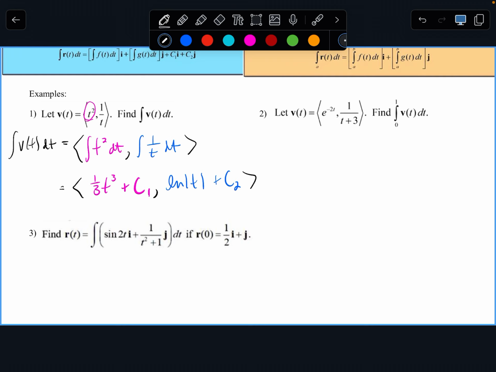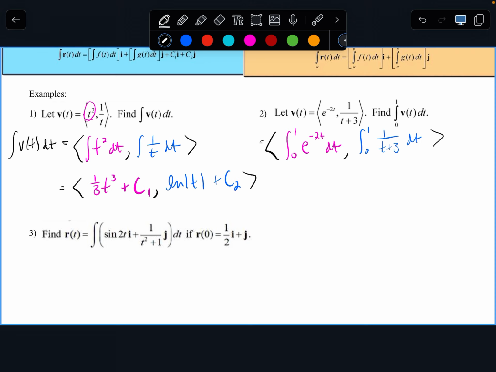If you're integrating with values, it's the same thing, 2 for 1. You're just integrating them separately. So this one, it's essentially, you're going to integrate from 0 to 1 of e to the negative 2t dt. And then integrate from 0 to 1 of 1 over t plus 3 dt.